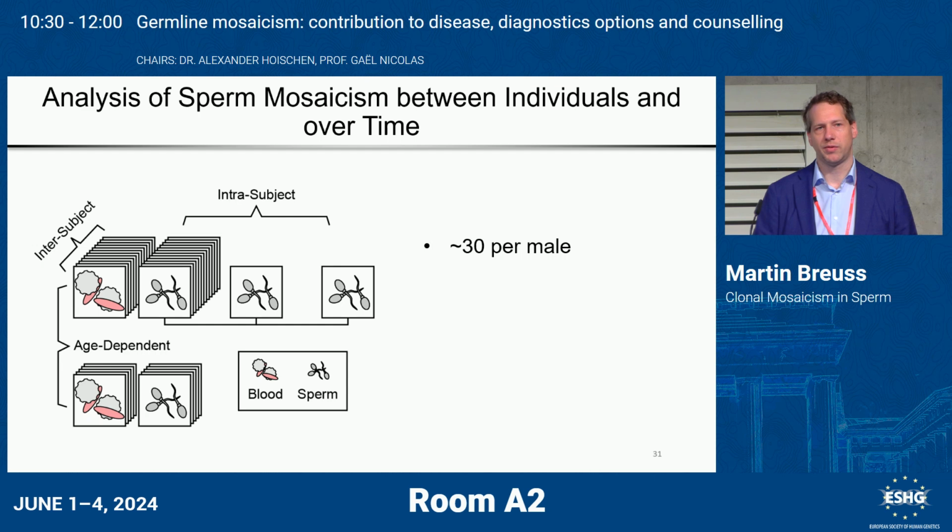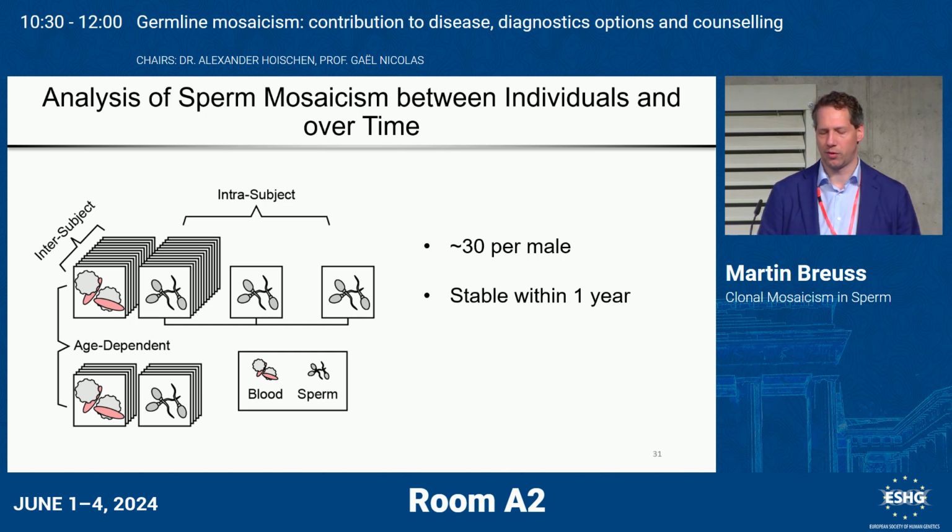So overall, we found that every male has around 30 variants in their sperm that are mosaic and have the potential to be transmitted. We demonstrated that they are stable within 1 year by serial sampling of the same person within 12 months. And we also see that they are stable across age groups.